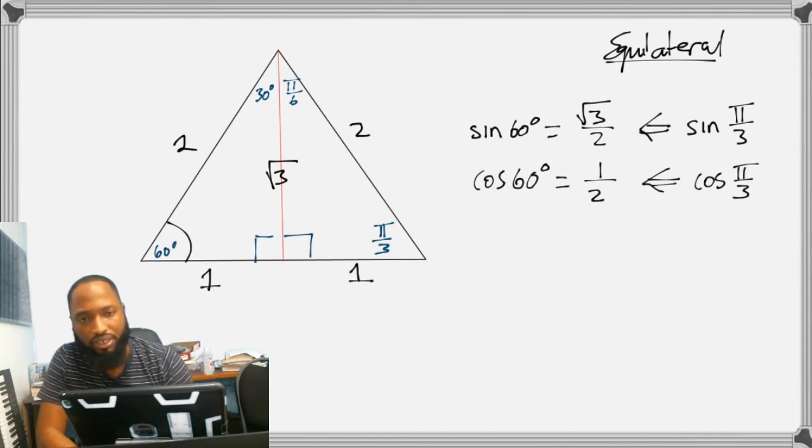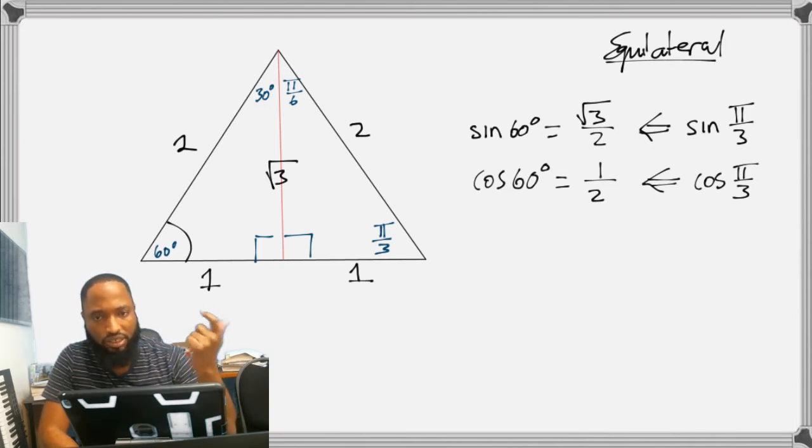Just stopping to read the comments there. All right, so cos of 60 degrees is equal to a half. Cos of pi on 3 is this.